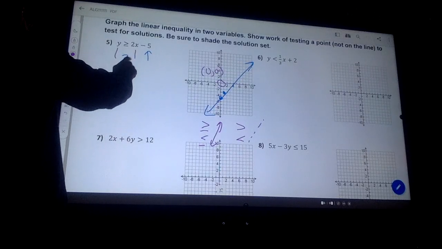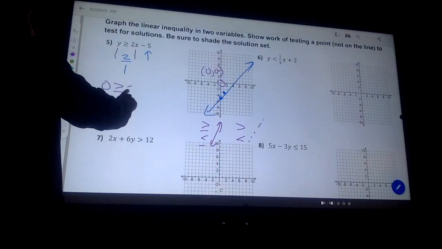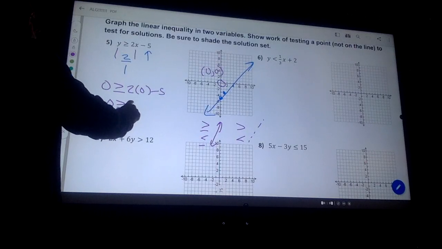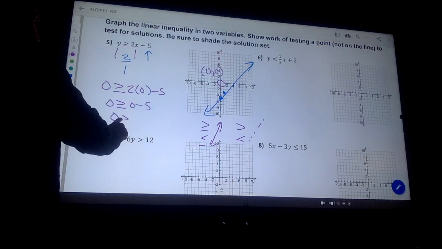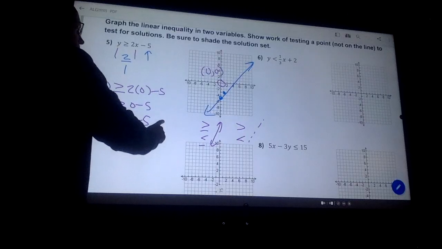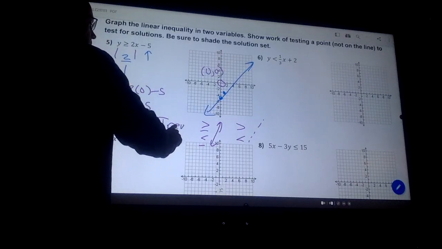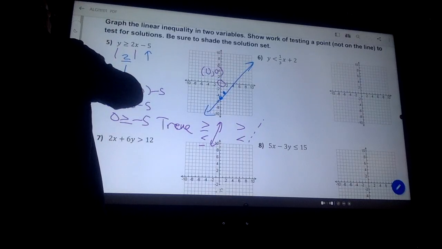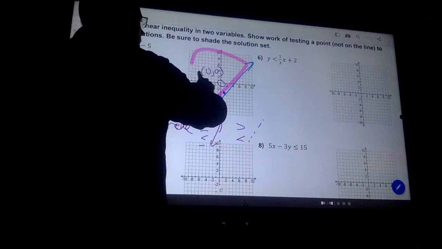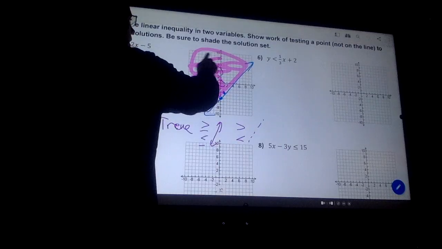So I'm going to plug 0 and 0 in there. So 0 is greater than 0 minus 5. Is 0 further to the right on the number line than negative 5? This is true. So if that's true, that means I'm going to shade all up in here. So up here is our solution.